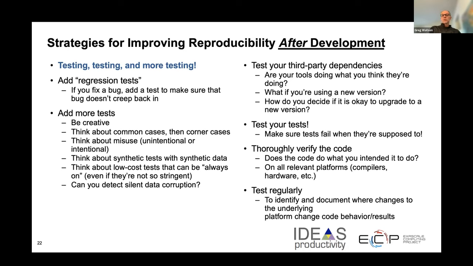So strategies such as ensuring that the code does what it's intended to do and on different platforms, because different compilers, different libraries and so forth can impact on the code itself. And ensuring that you test regularly, so preferably through some kind of automated testing system, and using continuous integration and the other features that are provided by platforms like GitHub are definitely worth taking advantage of.